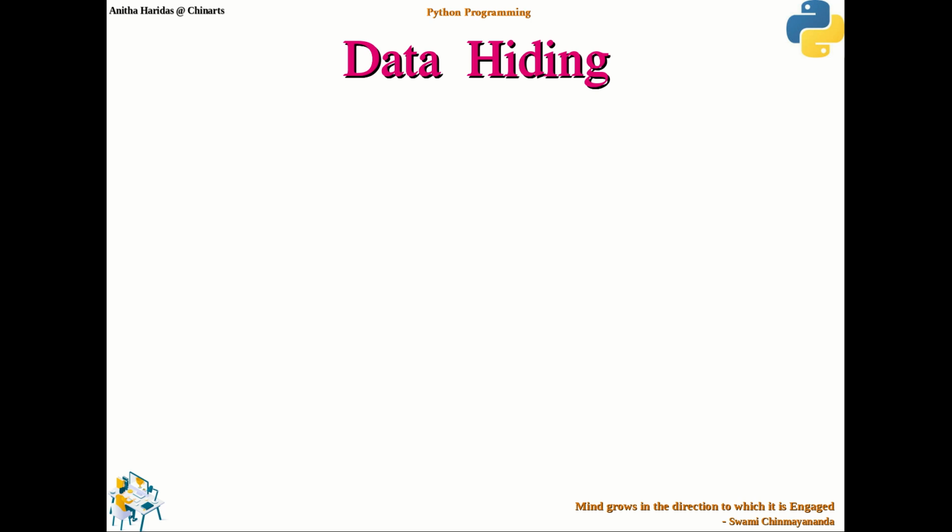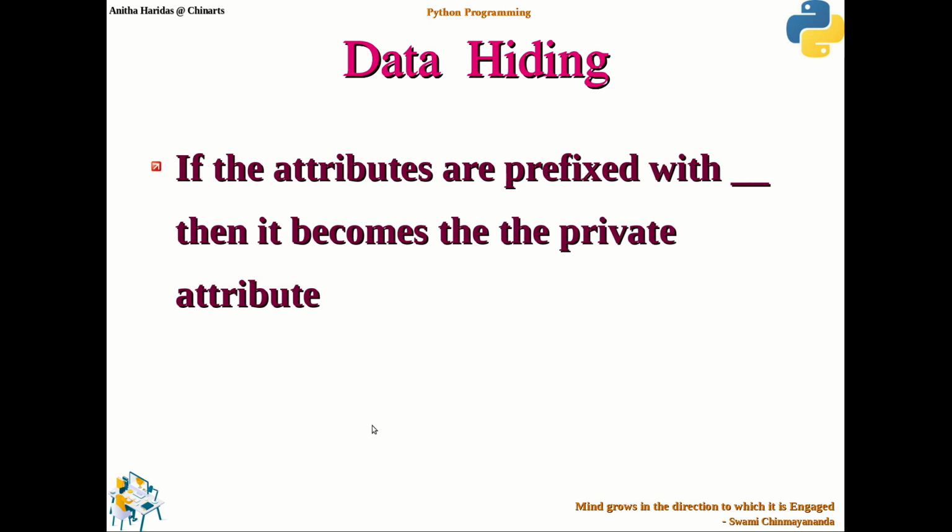So we can also hide data in Python. For this, we need to prefix a double underscore to an attribute. So how are we going to achieve data hiding? Data hiding can be defined as the mechanism of hiding the data of a class from the outside world, or to be more precise, from other classes. Why are we doing it? This is done to protect the data from any accidental or intentional access. I hope you understand this.